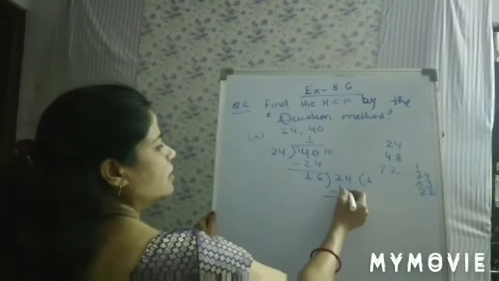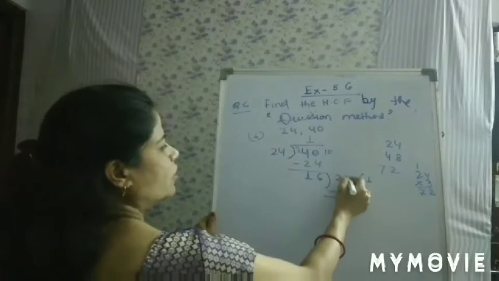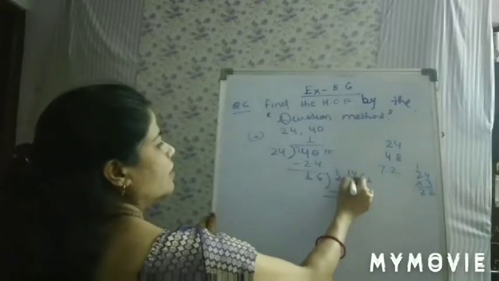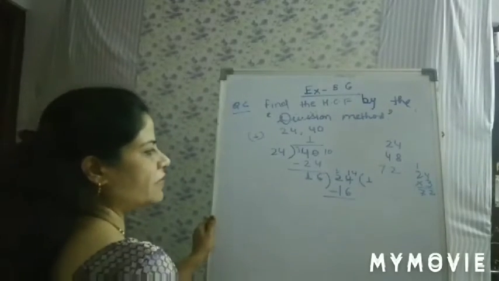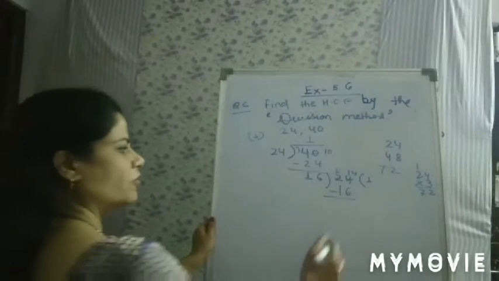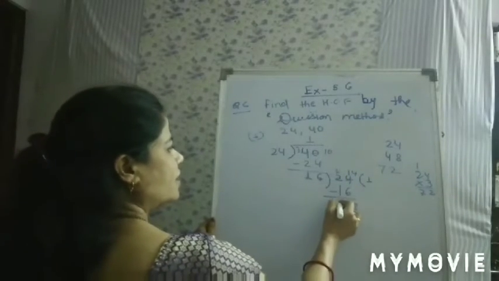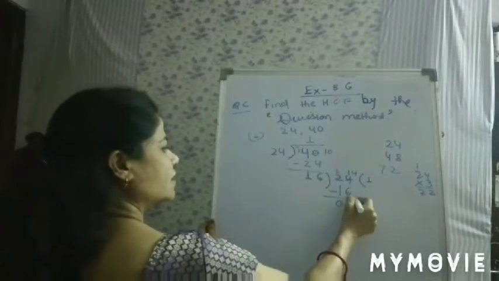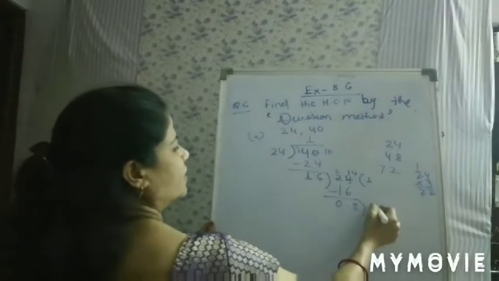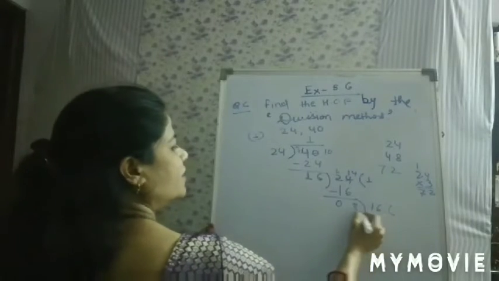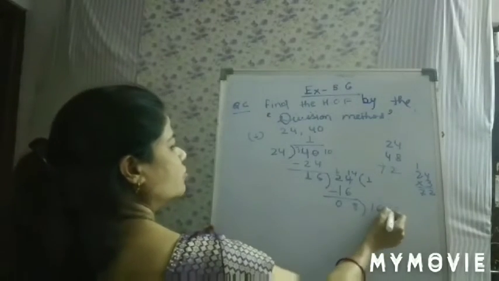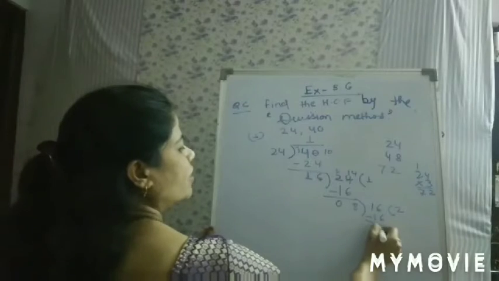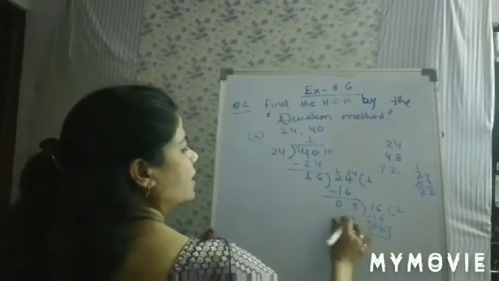16 ones are 16. Now subtract 6 from 14. 14 minus 6: 7, 8, 9, 10, 11, 12, 13, 14. You will get 8 and 1 minus 1 is 0. Now this remainder 8 will be the divisor and 16 will be the dividend. Now divide 16 by 8. 8 twos are 16. Now you are getting remainder 0 at last.